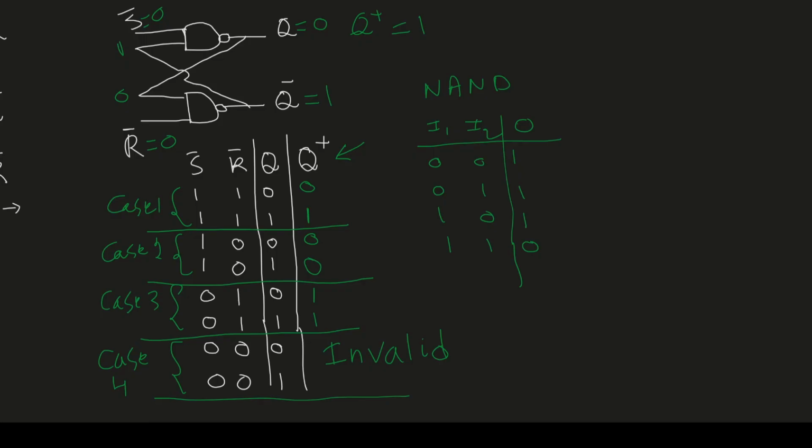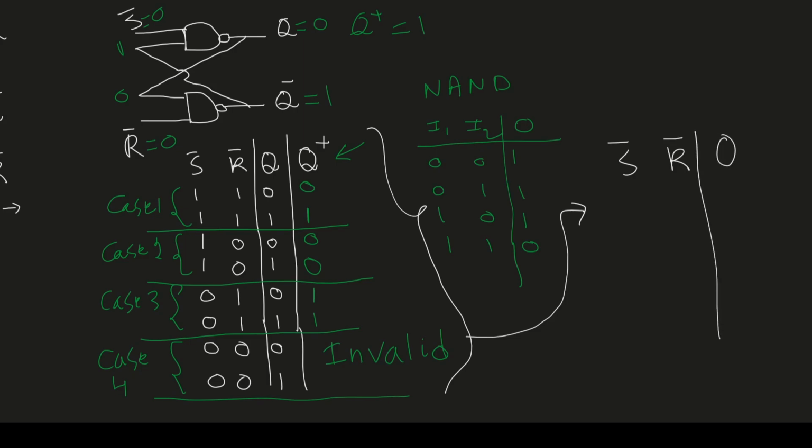So now we can write the state table for the SR latch using NAND gates. So let's rewrite it here. We have S bar, R bar, and let's just write the next state Q plus. When S bar is 1 and R bar is 1, we can clearly see that Q plus, the next state, is the same as the previous state. So that's why we say hold. In other words, we hold the previous state. So the next state will be the same as the previous state.